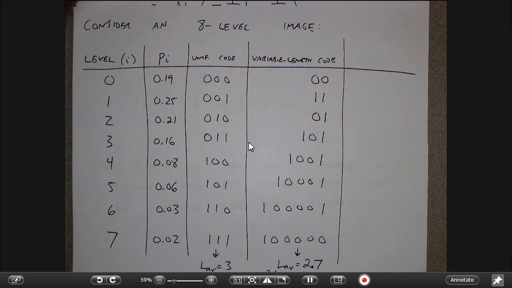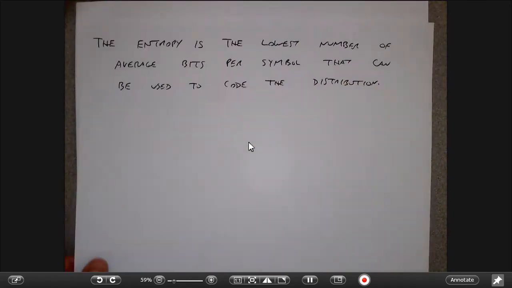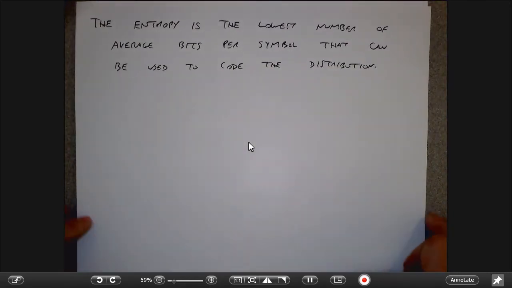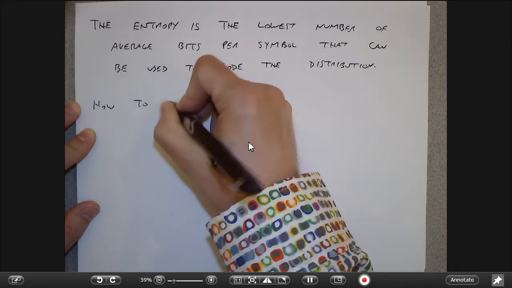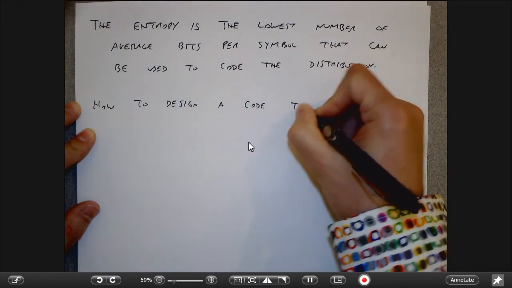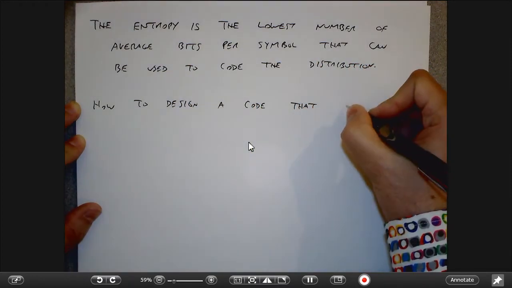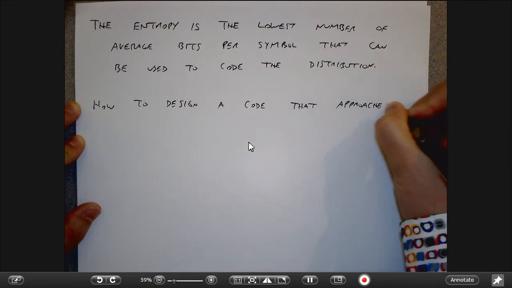Okay, so that's kind of half of the answer to the question I was asking before, which is, how do we know what's the best thing that we could do, right? So the next question is how to design a code that approaches this value.